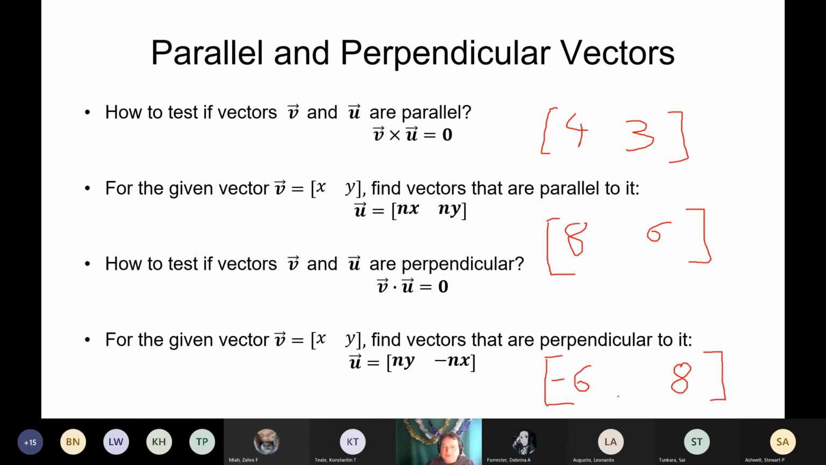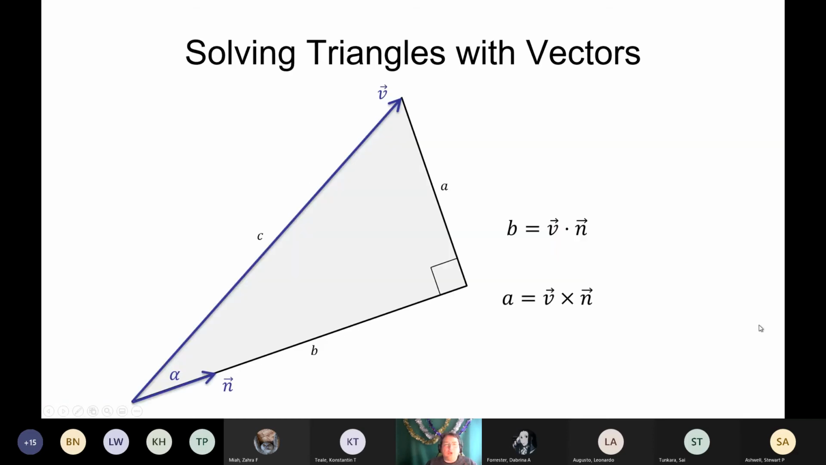Okay, so negative 6, 8 is also perpendicular. All right, so I think we can move on to solving triangles with vectors. That's a very useful application of vectors, because it can solve typical trigonometrical problems using vectors.